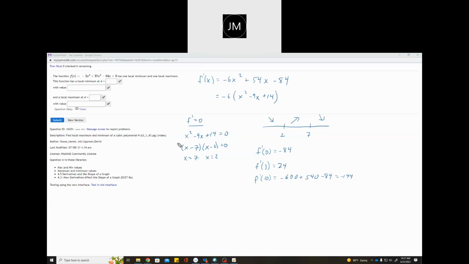Okay, so that means that at x equals 2, I'm going to get a minimum because it's going to go down and come up. And then it says with value blank, so I have to plug that in. If I want that actual value, I'm going to look at the y value. I'm going to look at the original function. So I'm going to plug 2 into the original function.